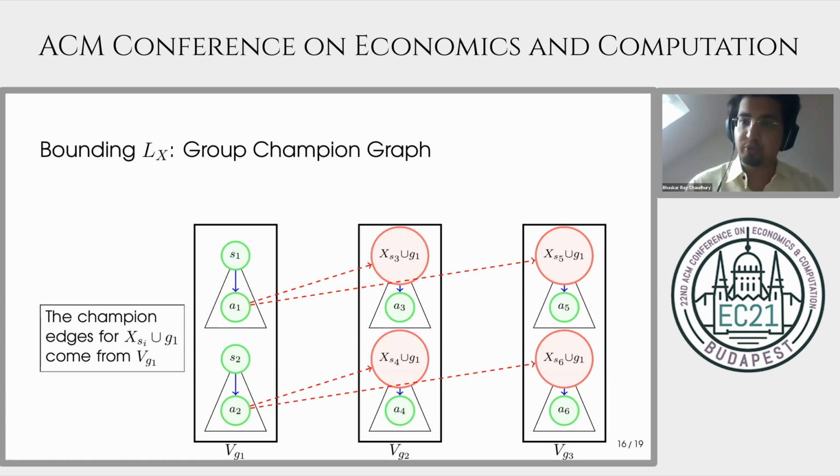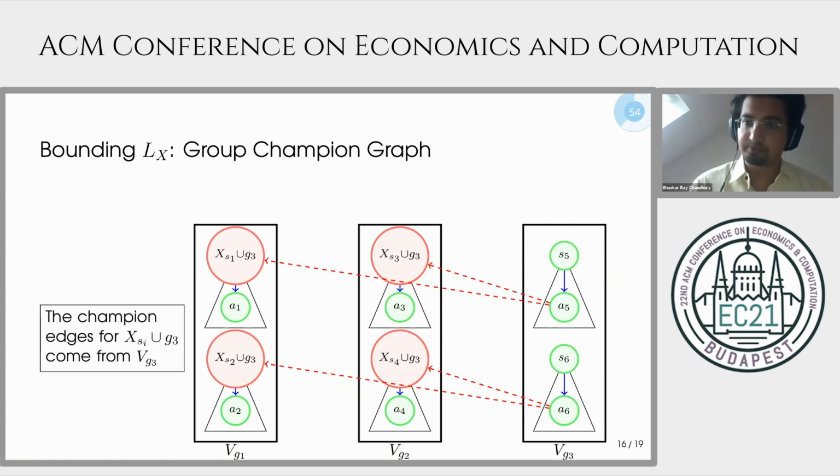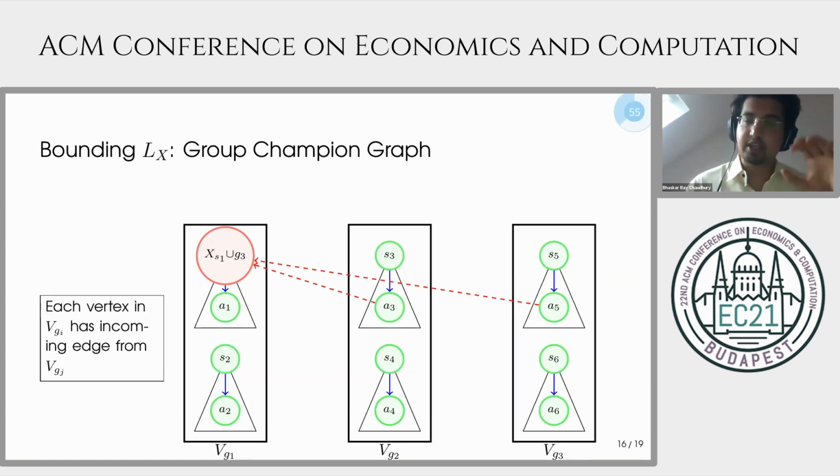So whenever I put G1 on any of these sources, the champion edges will originate from VG1, because this is the part which contains the agents that find G1 valuable. And the same goes for G3. Okay, so an important observation is that each vertex in one part has an incoming edge from some vertex in the other part.